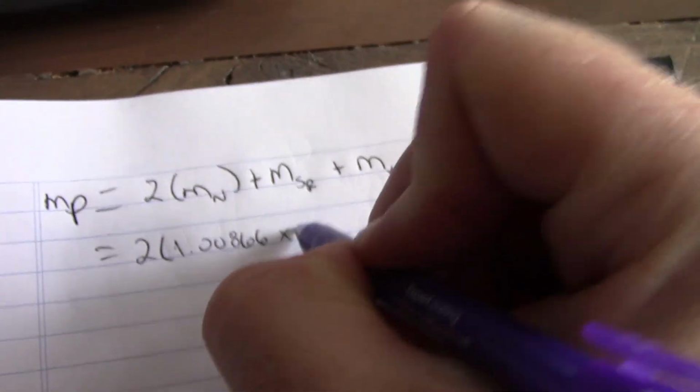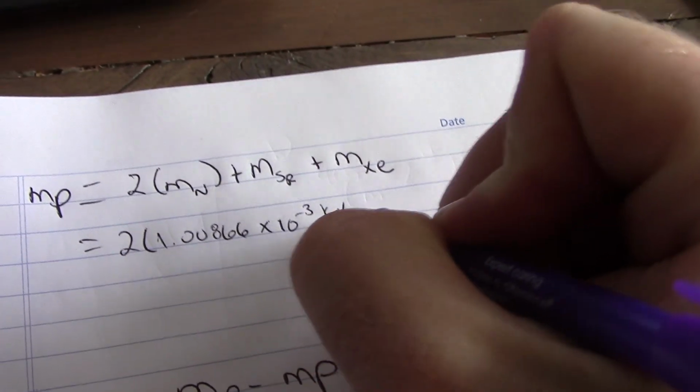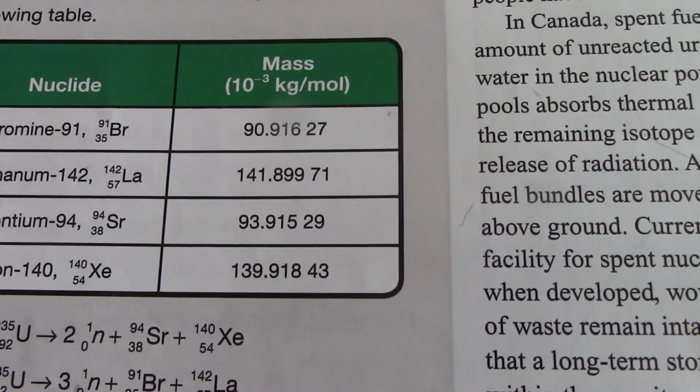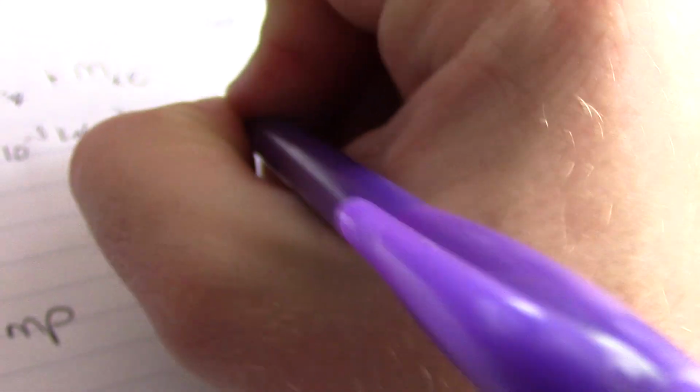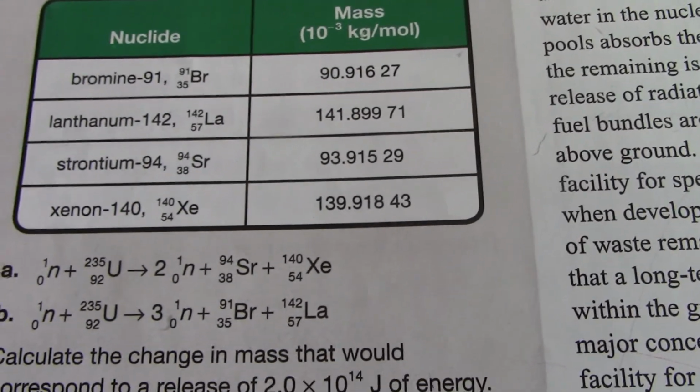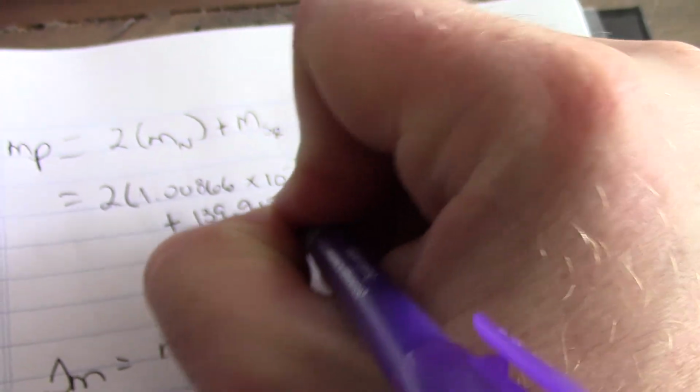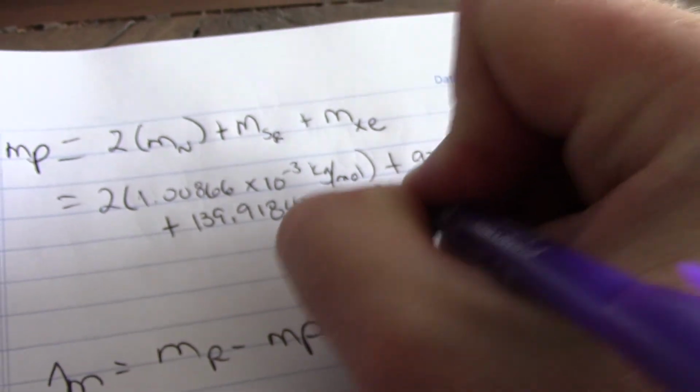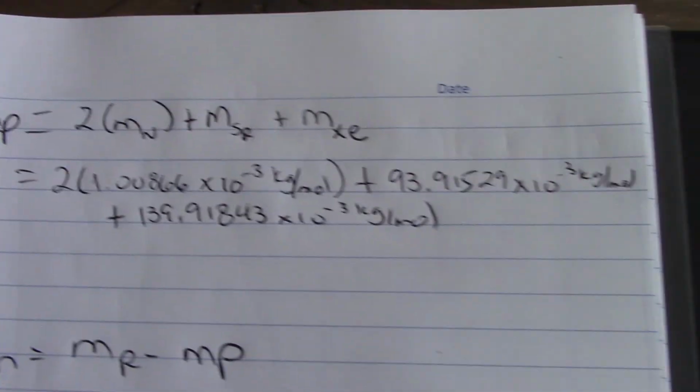So this is going to be 2 times 1.00866, again, I'm going to get this from the data booklet, times 10 to the negative 3 kilograms per mole, plus strontium is 93.91529. There's only one atom, times 10 to the negative 3 kilograms per mole. And then the mass of xenon is 139.91843 times 10 to the negative third kilograms per mole. And I'm going to get the mass of the product, so I'm going to add all that up.